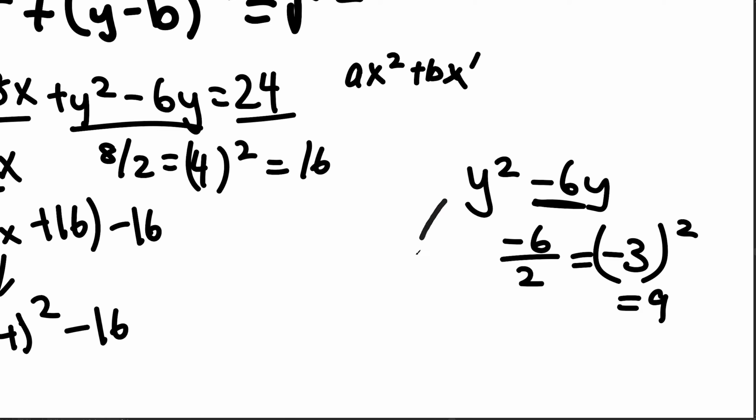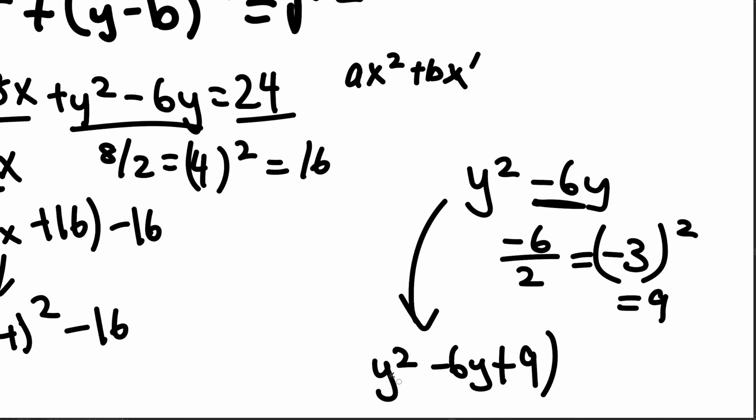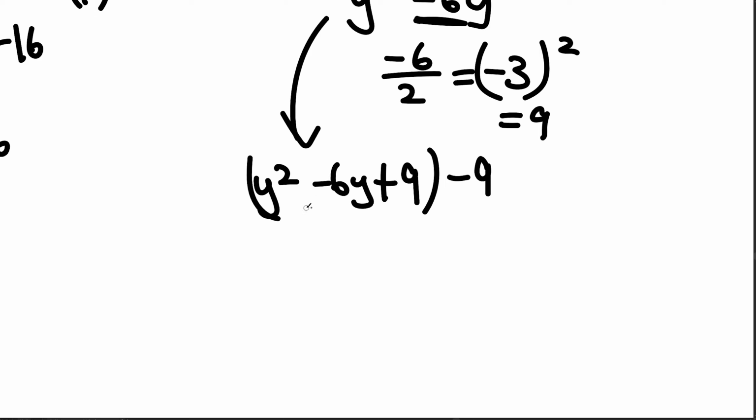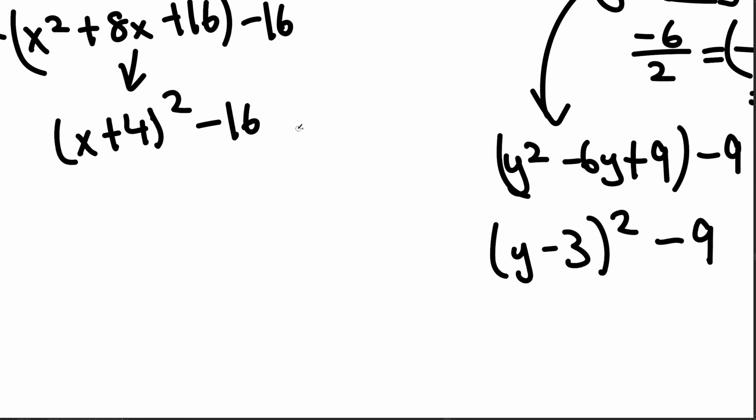So now let's rewrite this, bring it down. Y squared minus 6y plus 9, minus 9 at the end. Alright, and now let's factor this. What we can do is (y minus 3) squared minus 9. So now we have two parts. Let's combine them.